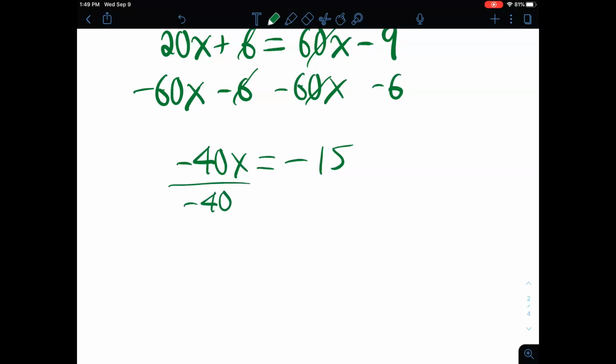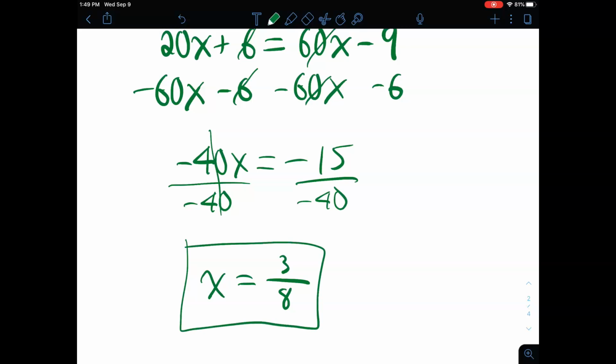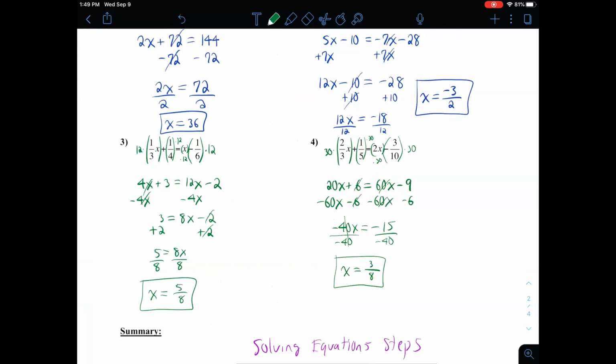Last step to solve for x is to divide by negative 40. X is going to be, what number goes into 15 and 40 nicely? I think that's 5. So 5 goes into 15 3 times. 5 goes into 40 8 times. 2 negatives make a positive. So we get 3/8. Can we reduce 3/8 anymore or no? That's our final answer.